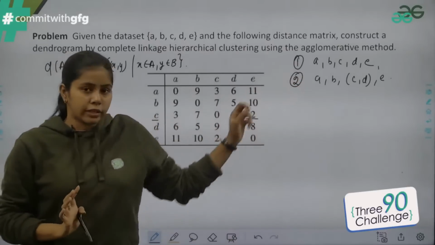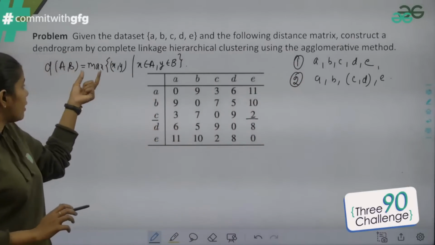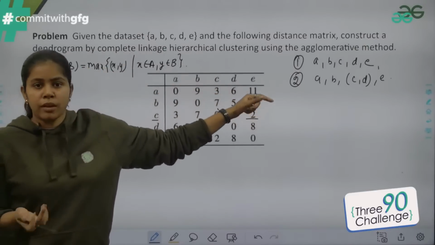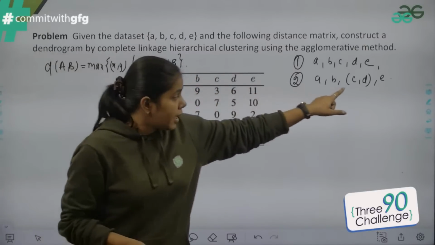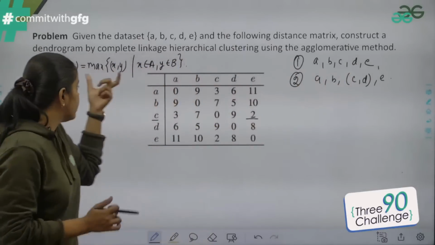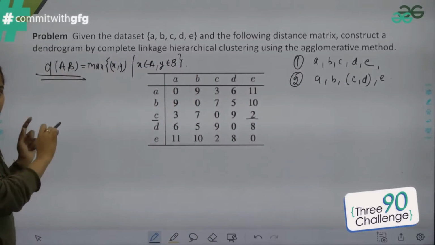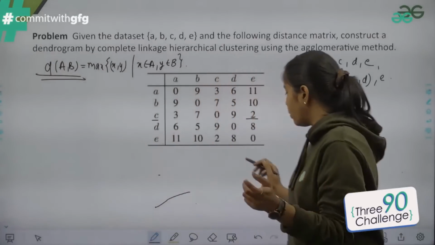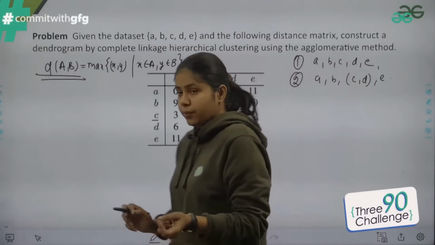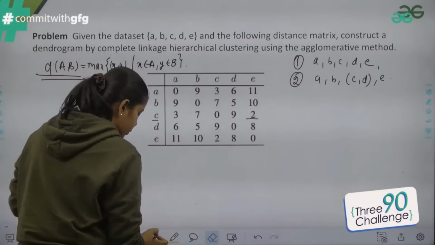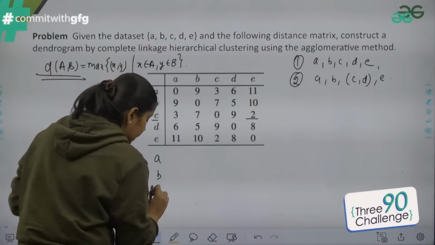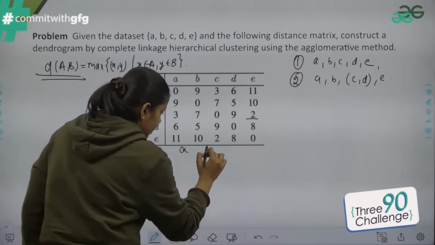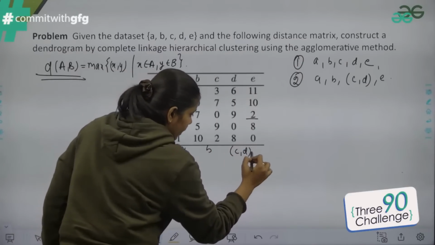So we'll join them. Now you will ask that here I'm saying that complete linkage hierarchical clustering uses maximum distance, and here I'm taking minimum. Why is that? Because I have to connect the points which have minimum distance, but the maximum helps me to find out the distance between two groups. Let's see how. Now I have 4 groups left: A, B, then C comma D, and then E.